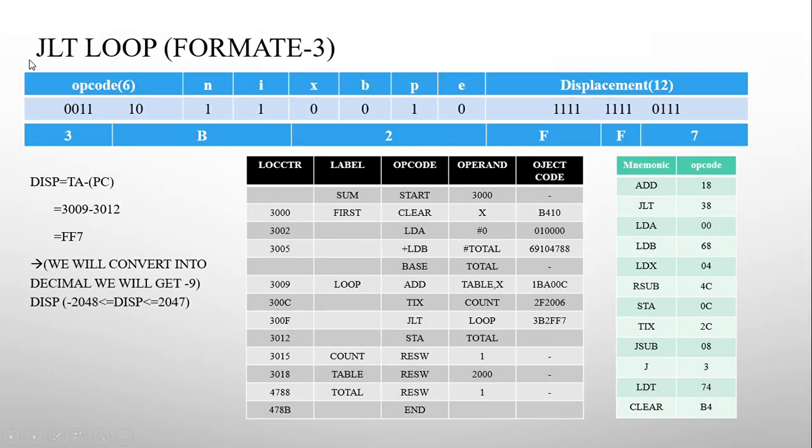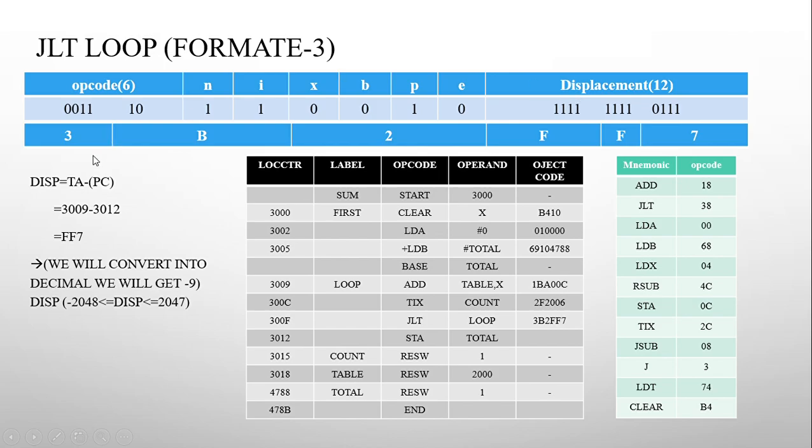Next instruction is JLT LOOP, which is of format 3. The opcode for JLT is given as 38. We need to take only the six most significant bits. For 38, we get the most significant bits as shown. Therefore n is set to 1, i is set to 1, x is 0. We need to find out b and p. e is set to 0.